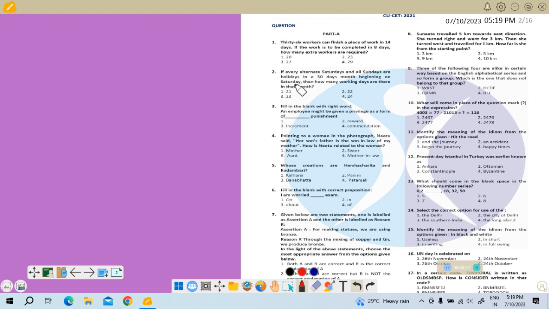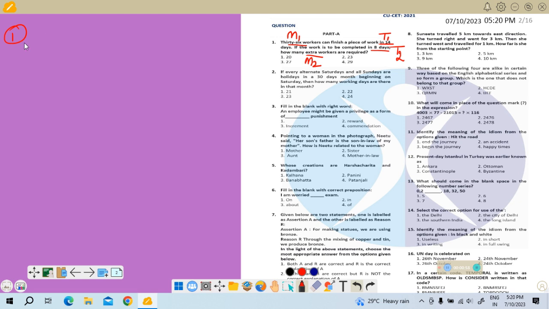This is the first question, part A, that is of general aptitude, that is maths. The first question is: 36 workers can finish a piece of work in 14 days. If the work is to be completed in 8 days, how many extra workers are required? So 36 workers is M1, 14 days is T1, that is time 1. If the work is to be completed in 8 days, days means time, so how many M2 extra workers are required?